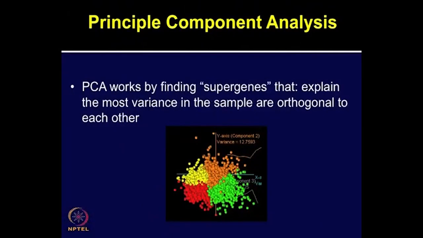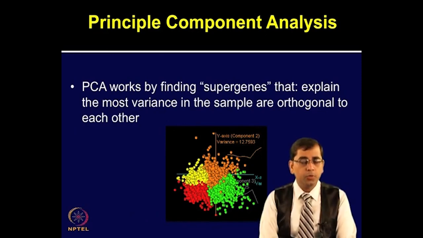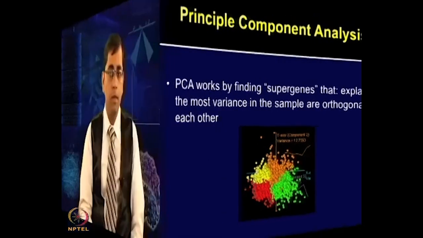Principal component analysis or PCA. Principal component is the linear combination of optimally weighted observed variables to test whether the protein expression is consistent throughout multiple samples from the same experimental group. They can be used to identify the protein outliers, mismatch spots, etc. The PCA works by finding supergenes that explain the most variance in the sample and are orthogonal to each other.